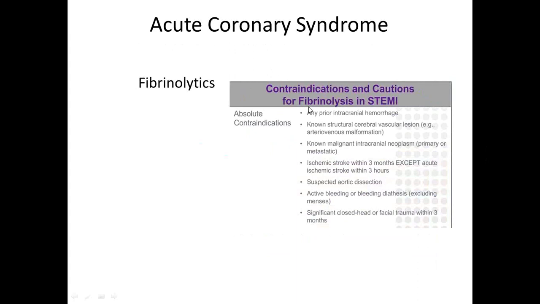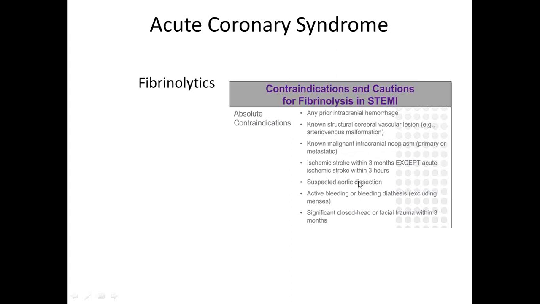Contraindications for fibrinolysis in STEMI: if the patient had any prior intracranial bleed, any bleeding in the brain, you don't want to give it. If they have a known structural cerebral vascular lesion, we commonly talk about arteriovenous malformation in the brain, you don't want to give it. If they have a known malignant intracranial neoplasm, any type of cancer in the brain, whether primary or metastatic, you don't want to do it. The only exception is that we use thrombolytics to treat acute stroke, but we have to get the patient within 3 hours.